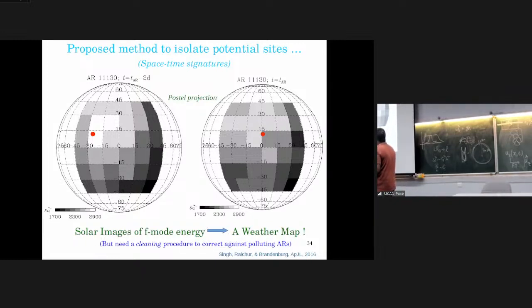Whenever you see white is the brightest patch, but this part white is thinned out. The data is of good quality only towards central meridian. Red is where it is going to emerge later. But already 2 days before, you see that here there are large values for the F mode energy. So if I have access to this weather map, I should be able to tell when something is going to happen. Thank you. Okay, so I think we can stop here.